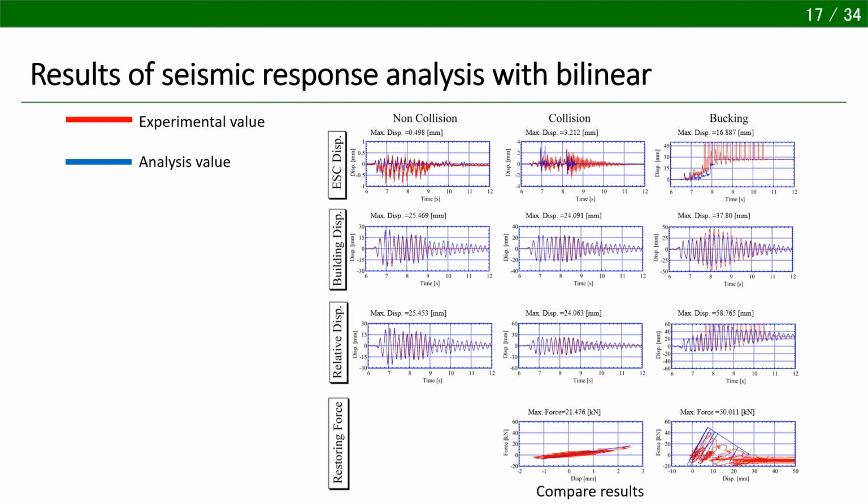This slide shows the result of the seismic response analysis of the bilinear model. For non-collision and collision, the maximum response value and the waveform trend of the experiment can be reproduced. In the collision case, the maximum building displacement is approximately 38 mm. The relative displacement of this analysis is slightly smaller than that of the experiment. However, the waveform trend can be reproduced.